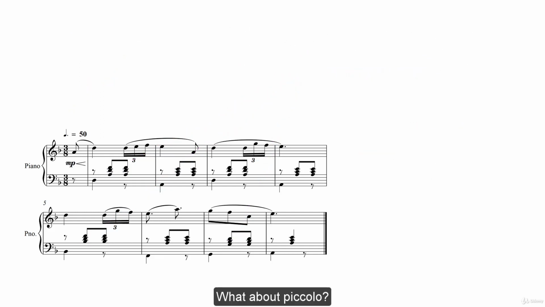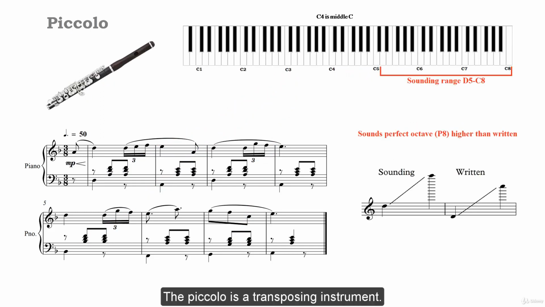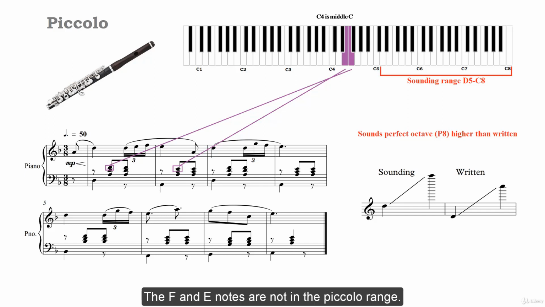What about piccolo? The piccolo is a transposing instrument. Notation is written in treble clef. The range of this instrument is from D5 to C8. The piccolo in C sounds an octave higher than written. Now look at the piano score. The F and the E notes are not in the piccolo range. It means that we cannot orchestrate this chord with piccolo.